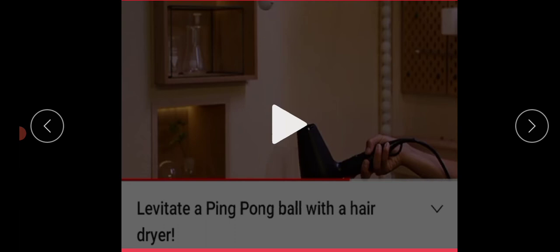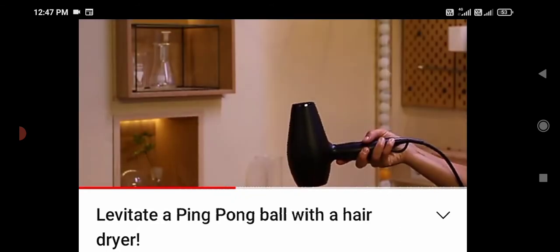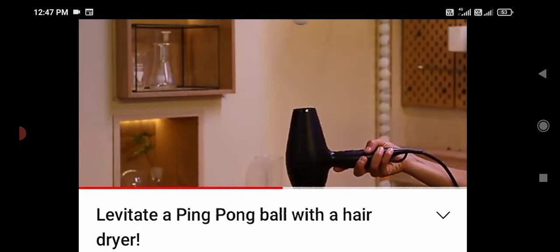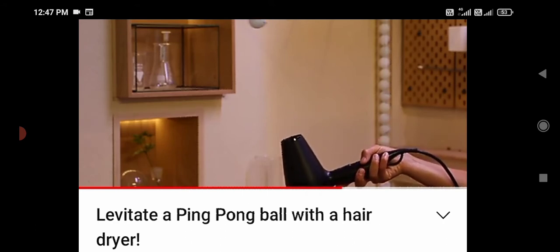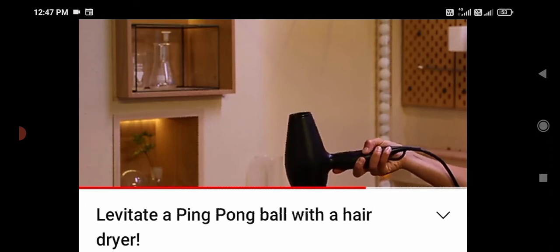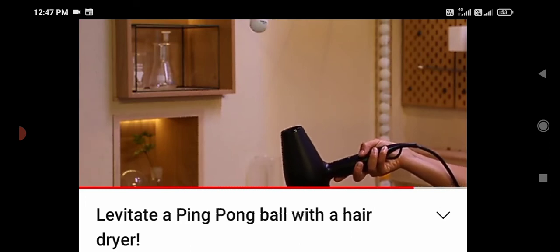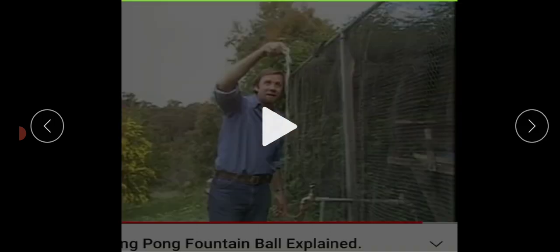Because of air pressure and liquid pressure. First, we consider air pressure. Here, the hair dryer, like the hair dryer machine in a barber shop, just applies the air. Immediately, the plastic balls are flying in the space. This is due to what principle? Bernoulli's principle. I'll explain it after the last experiment. We'll go to the next clip.